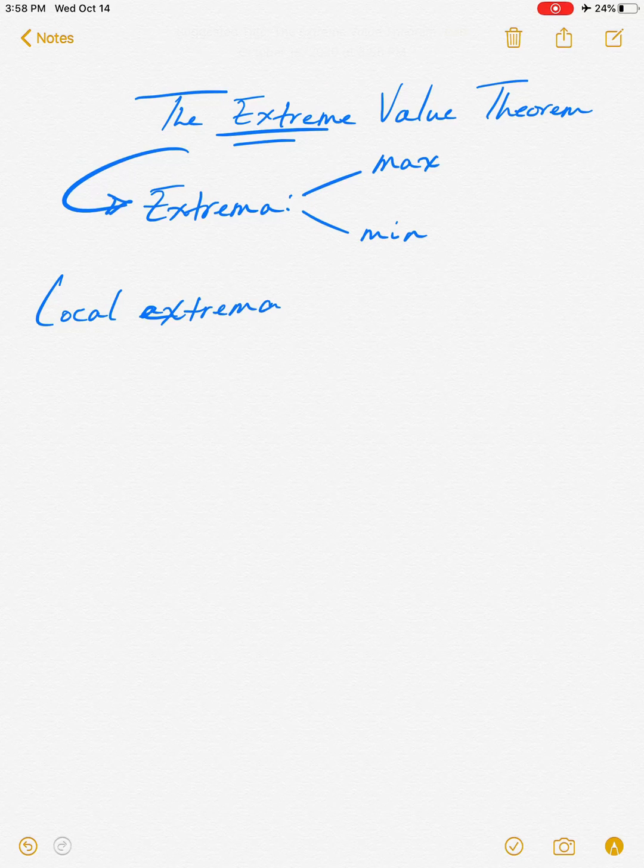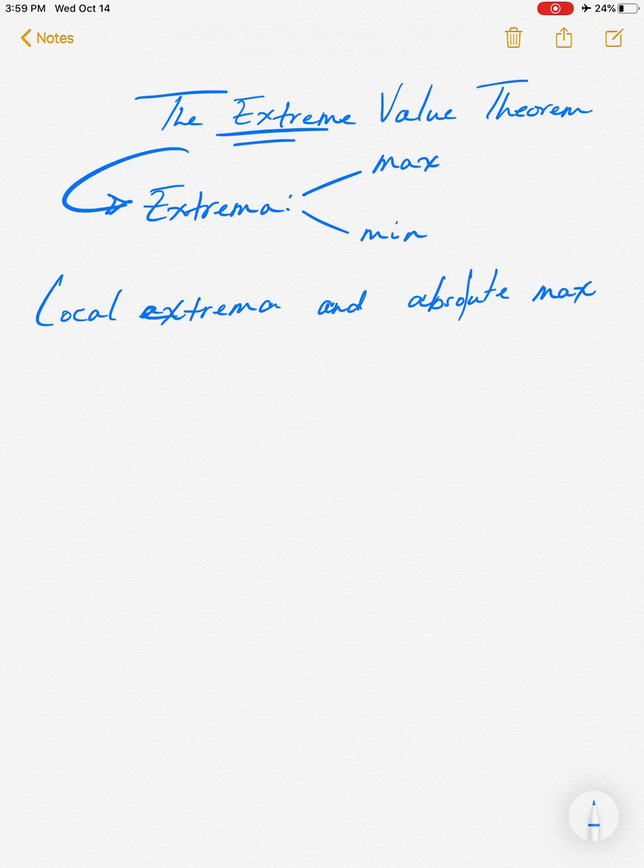Local extrema and absolute extrema. Local extrema is the stuff in between the points that are in between the absolute extrema. So it's like you have a max, but it's not the absolute max. And so, where a max is located.